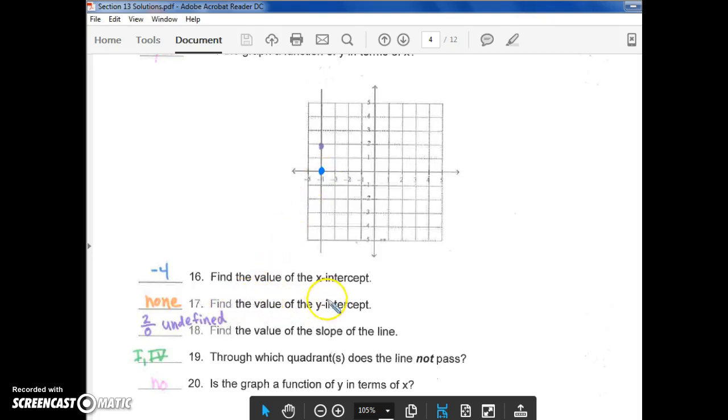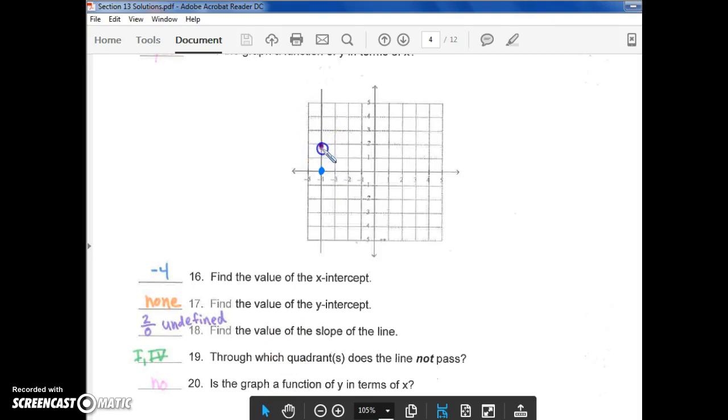17, find the value of the y-intercept. Where does this graph cross the y-axis? It doesn't. So there is no y-intercept. Now here's the tricky part. When we're trying to find the value of the slope in question number 18, we want to think about a vertical change divided by a horizontal change.